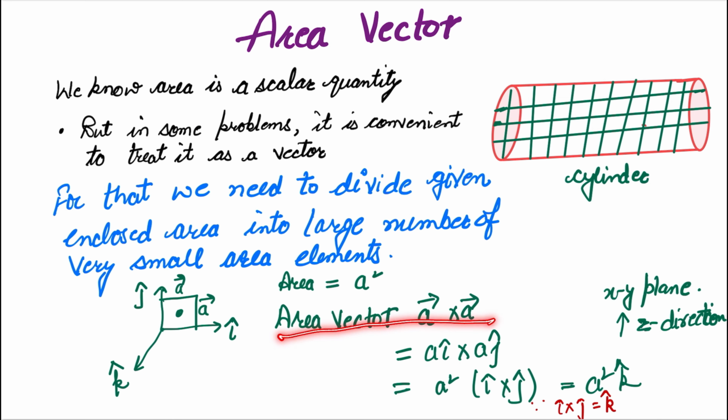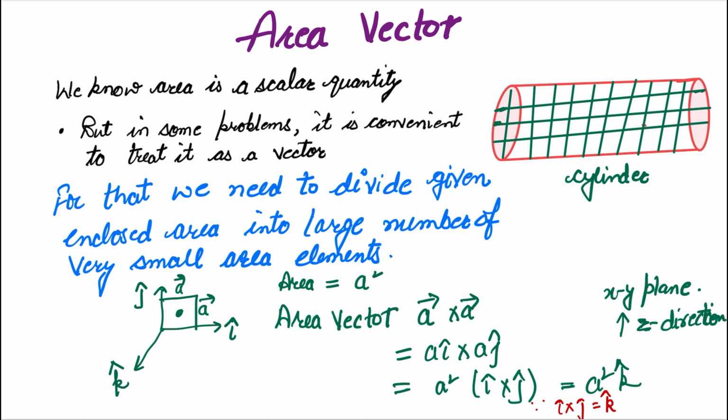So area vector will be the product of the sides. A square can be taken common. Inside you are left with I cap into j cap. It will give you k cap because the product of I and j will be k. We know this already from the vectors chapter which you did during your +1 class. Then in the xy plane you have placed your square. The direction of your area vector is along the z direction, meaning normal to the xy plane, and the normal is representing the direction of the area vector.